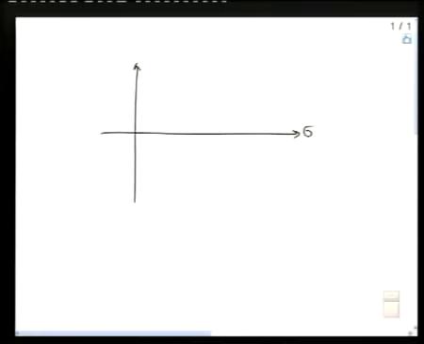We have sigma, we have tau. And we have this triangle.